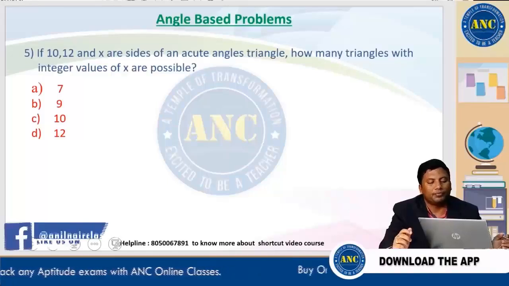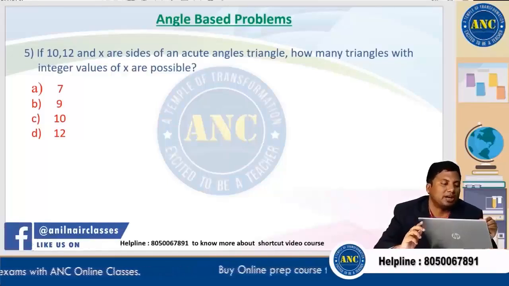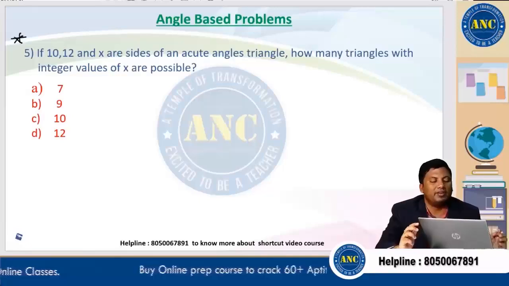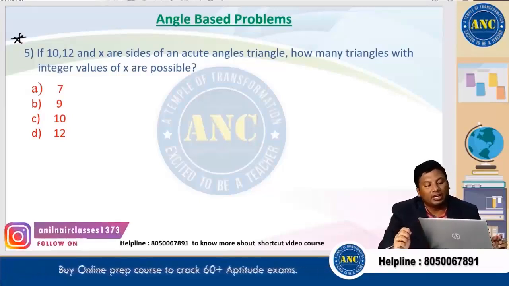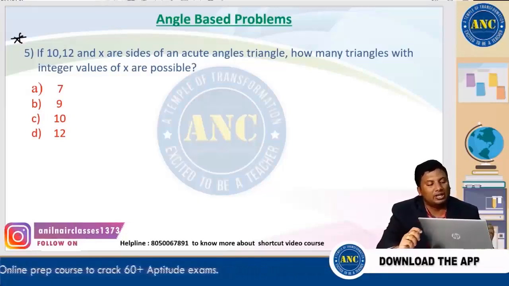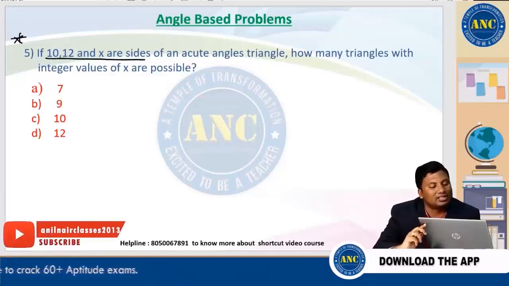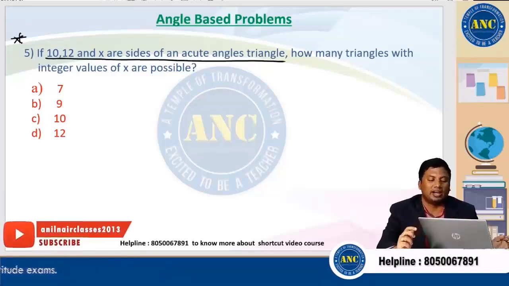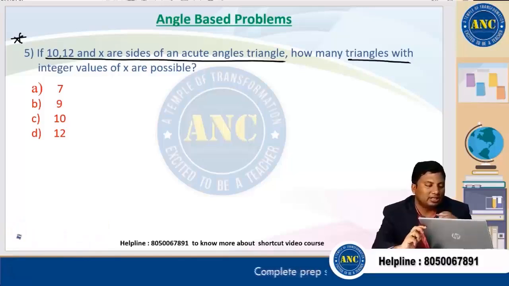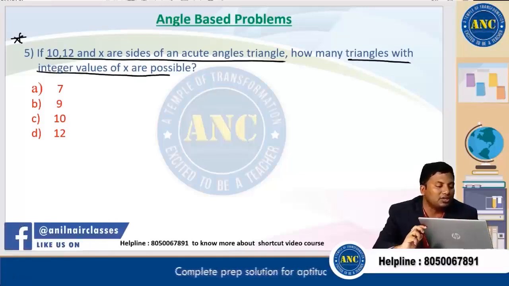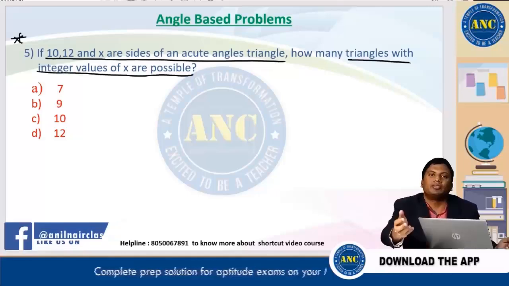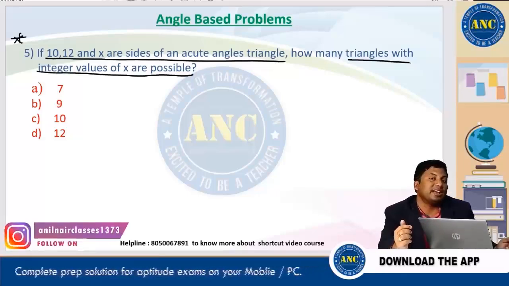Fifth one. Now please put a star mark on this question. Very, very good question it is. If 10, 12 and x are the sides of an acute angled triangle, how many triangles with integral values for the third side are possible? Third side in the question is given as x.